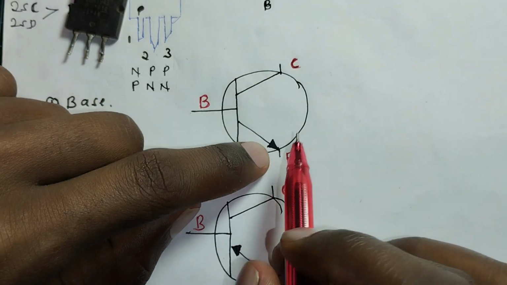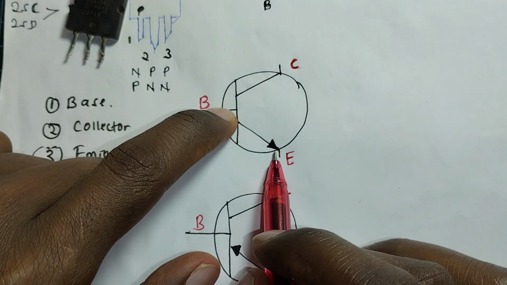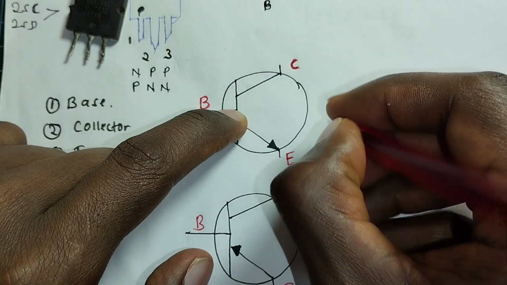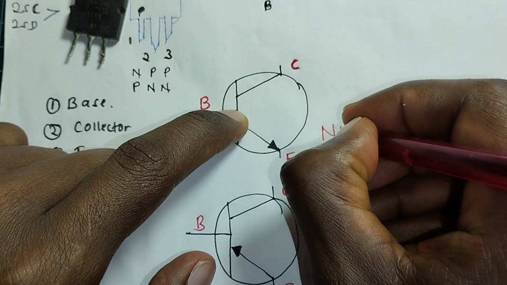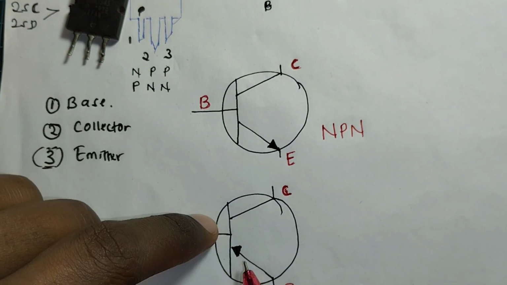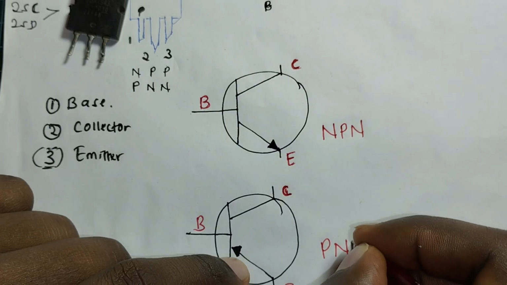Now when you see the arrow is pointing away from the base, that means your base is positive, and hence this one is an NPN. In the case where the arrow is pointing towards the base, you have your PNP.